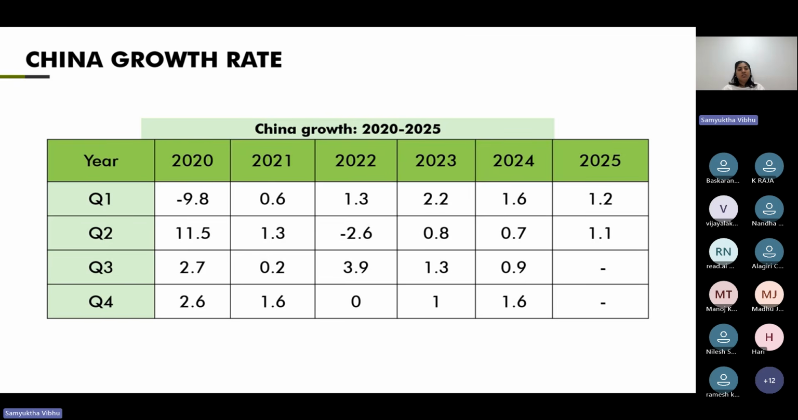So if we look at the growth rate from 2020 to 2025, you can see that from COVID onwards, the Chinese economy has been through a fairly stressful cycle. Of course, Q1 had a negative impact because of the COVID announcements, and then you had a revival in Q2. But beyond that, you've been trading in a very narrow range of, let's say, 0 to 2%, with the exception of maybe 1 or 2 quarters.